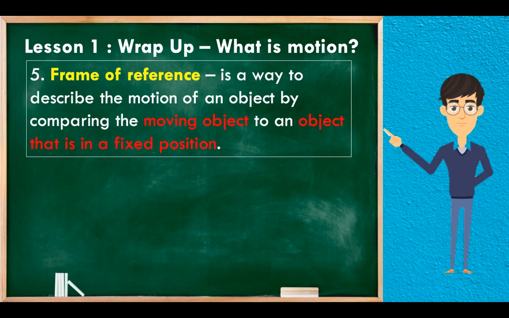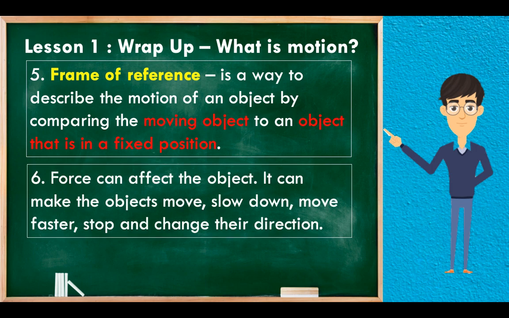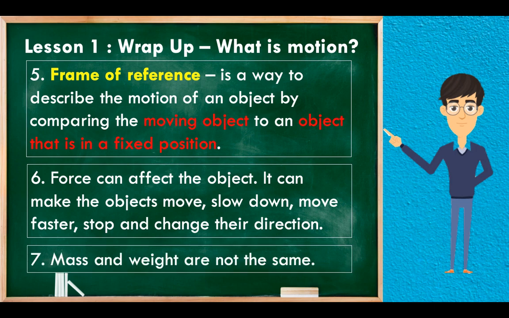Likewise, we also learned about frame of reference, and we defined it as a way to describe the motion of an object by comparing the moving object to an object that is in a fixed position. Next, we also talked about how force can affect an object in different ways. It can make objects move, slow down, move faster, stop, and change their direction. Lastly, we differentiated mass and weight.